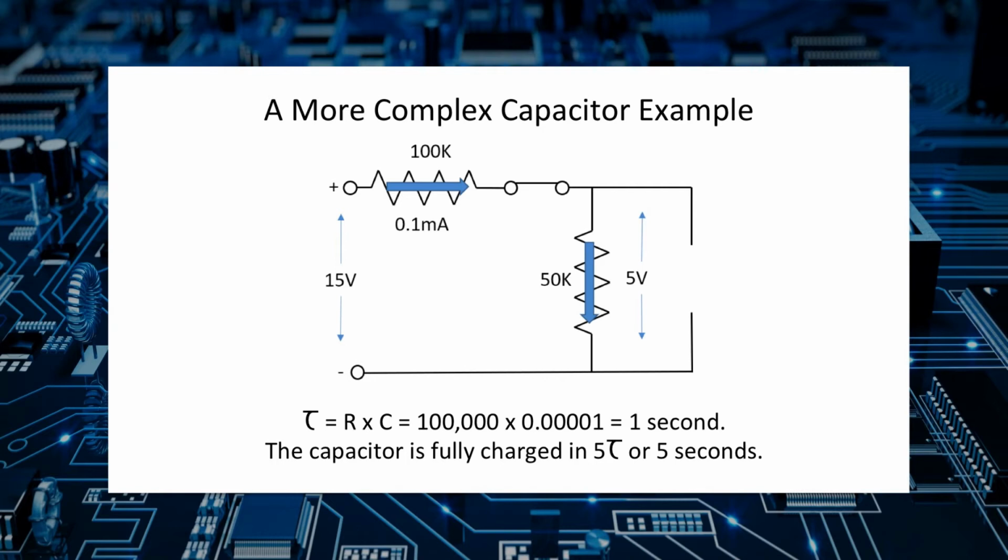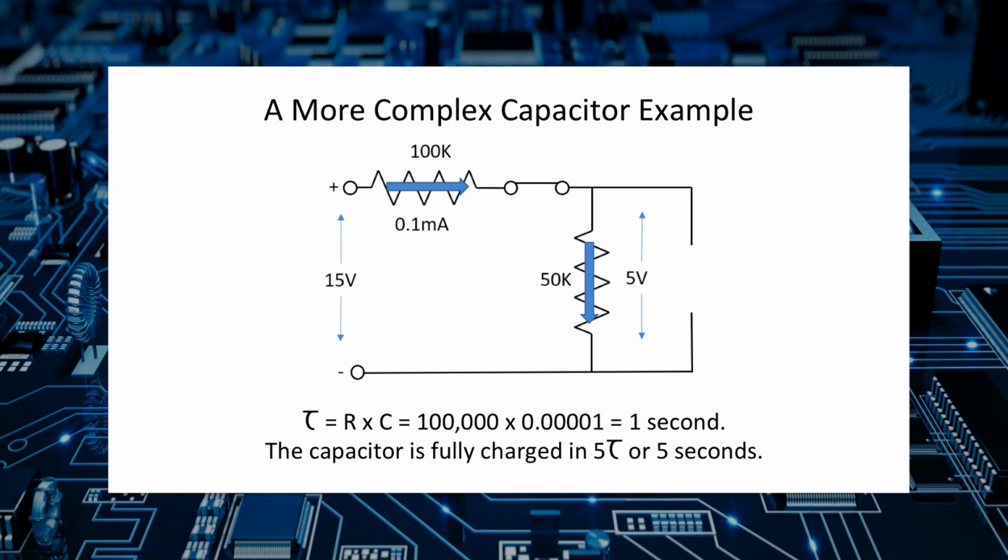When it's charging through the 100K resistor, the tau is equal to 100,000 times 0.00001, or 10 microfarad, 10 times 10 to the minus 6th. So when we close the switch, current flows and the capacitor begins charging. And we can say that it charges to its full value in 5 tau. And tau in this case is 1 second. So 5 seconds to fully charge.